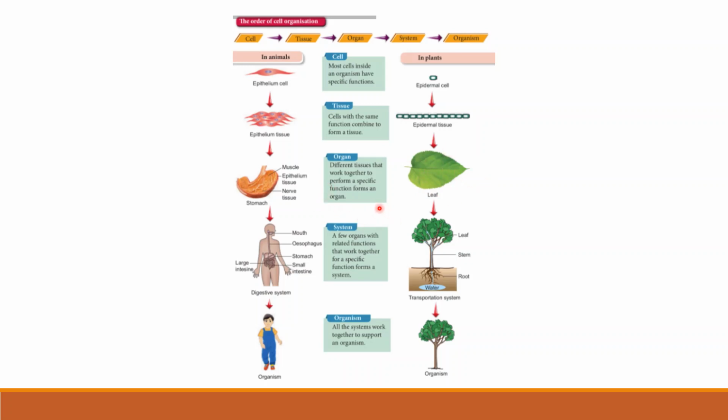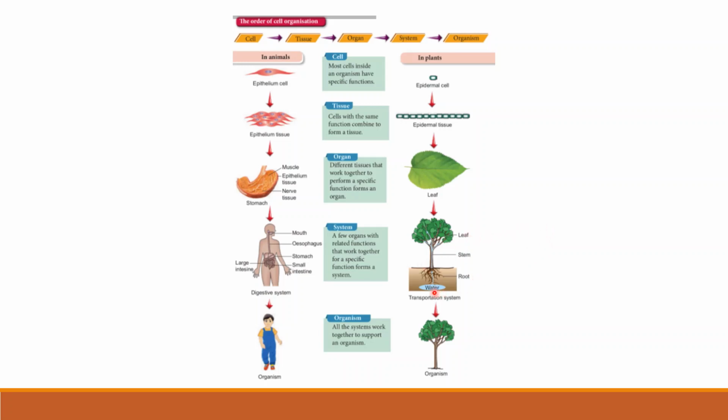Yeah. So many organs form into a system. A system is a few organs with related functions that work together for a specific function. As you can see over here, there's a human body. It has a mouth, an esophagus, a stomach, small intestine, large intestine. All these are organs, and all these organs are involved in the digestive system. So this is how a system is formed. For the plant, instead, there's the leaf organ, the stem organ, the root organ, and so on. These are all involved in the transportation system.